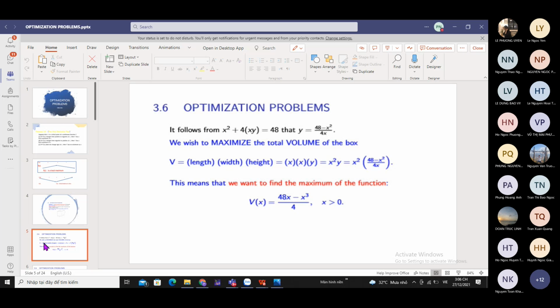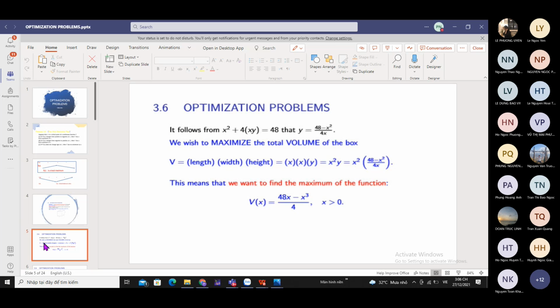And we have got a constraint here. By a constraint, I mean a condition: x squared plus 4xy equals 48. So roughly speaking, we have to find the maximum value of the function V. V here is a function of two variables x and y, given by x squared multiplied by y, and x and y satisfy the condition x squared plus 4xy equals 48.